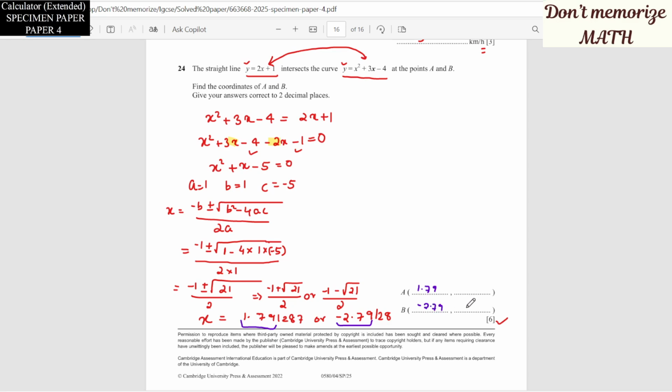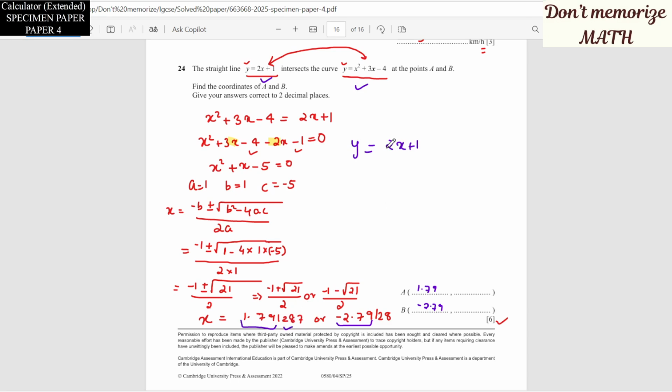Now we need to find the y coordinate. Y is already given, you can use this or this is the simpler one, so I will be using this, you can also use the other and you will get the same answer. So y is equal to 2x plus 1. So the x value you already got, don't use this, it is a rounded answer, right? This is just 3SF.